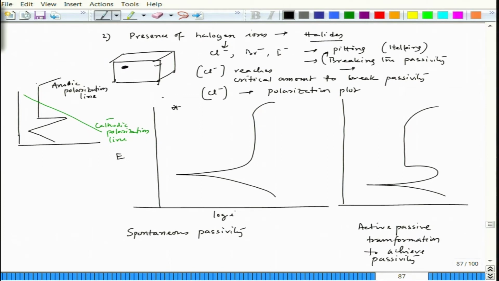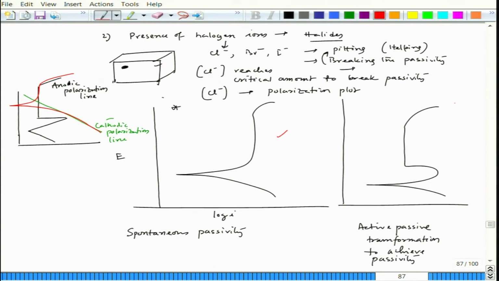Fine. Let us say this is the potential. Now, if I try to look at the polarization plot, if you make a polarization plot with the help of a potentiostat, the plot will be looking like this. If you see this, this is the plot.